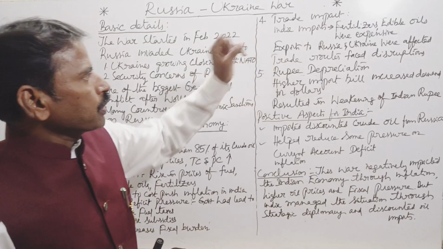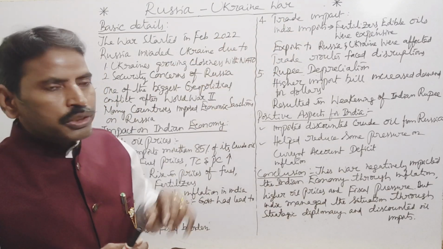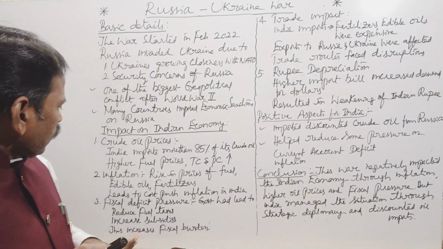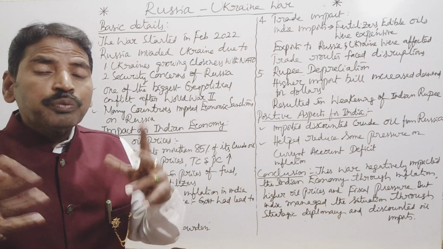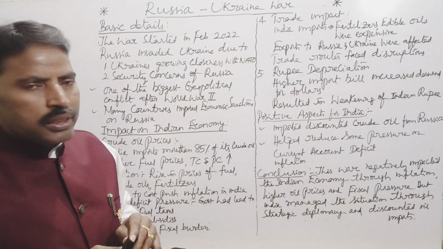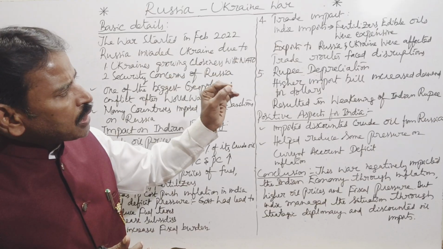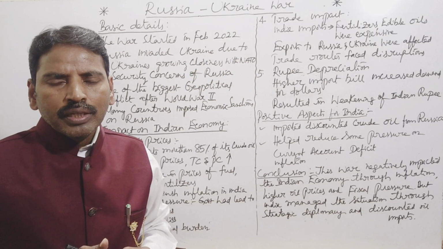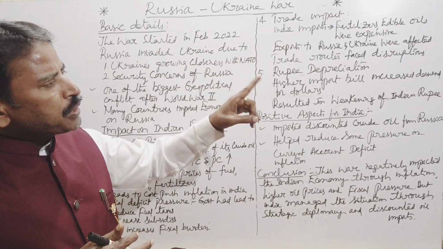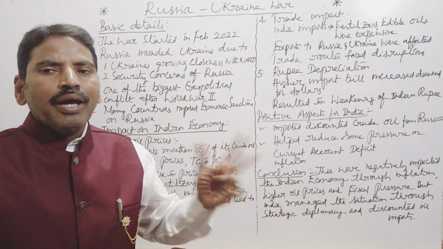Next, the fourth one is trade impact. India imports fertilizers and edible oils, and they were very expensive. And exports to Russia and Ukraine were affected. Exports decreased. Trade routes also faced disruptions or damage.